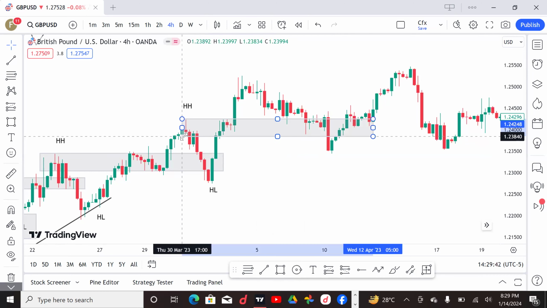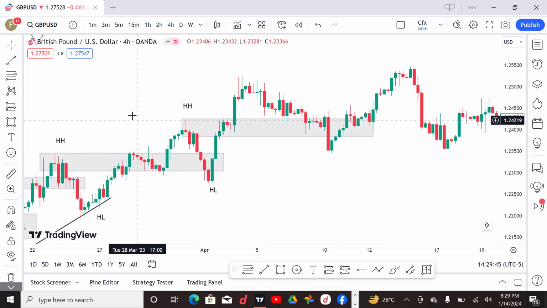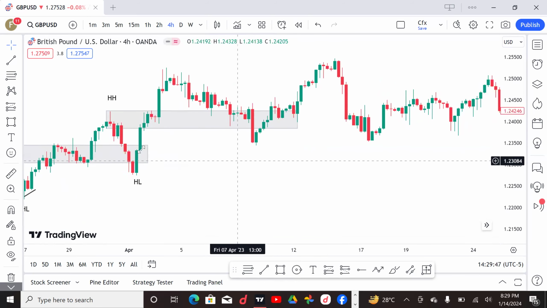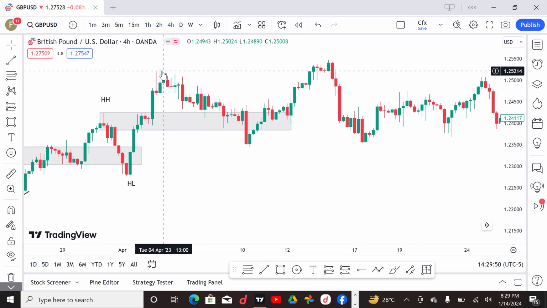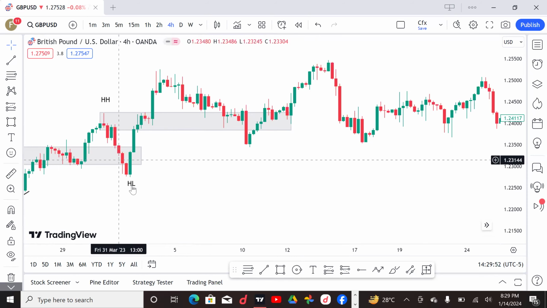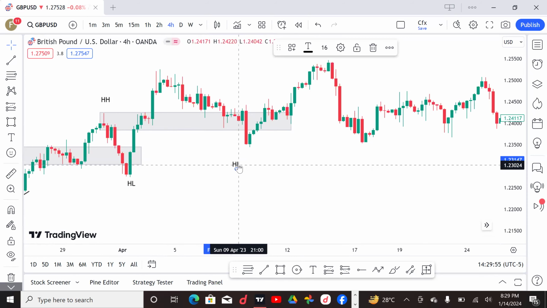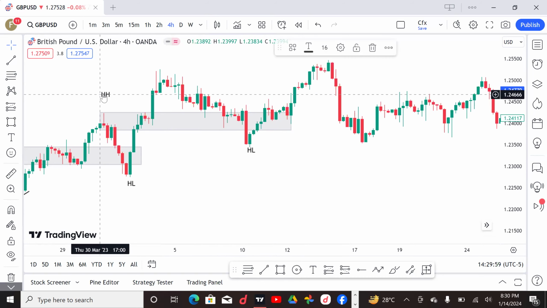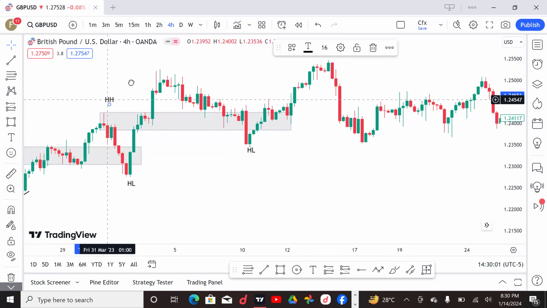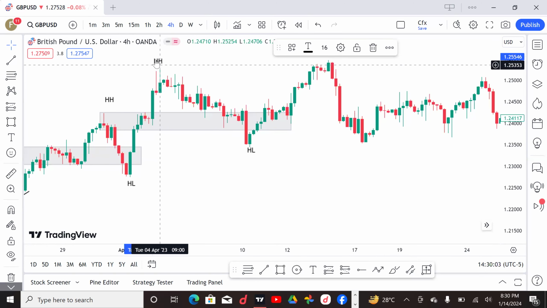I mark it, took it all the way, right? From here. So we got our new higher low. We got our II right here. So if you keep adding it, I guess you understand the concept, right?